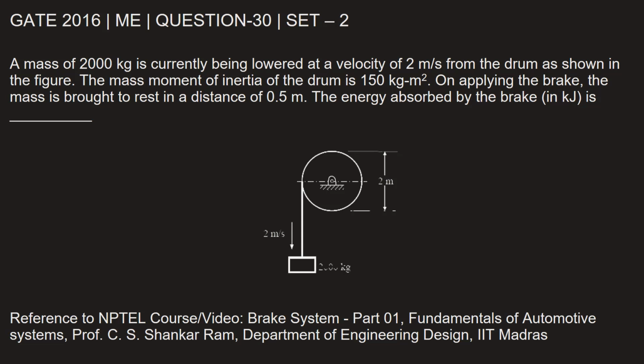The mass moment of inertia of the drum is 150 kg meter square. On applying the brake, the mass is brought to rest in a distance of 0.5 meter. The energy absorbed by the brake in kilojoule is dash.